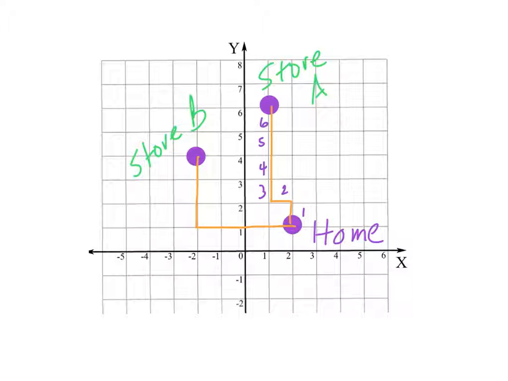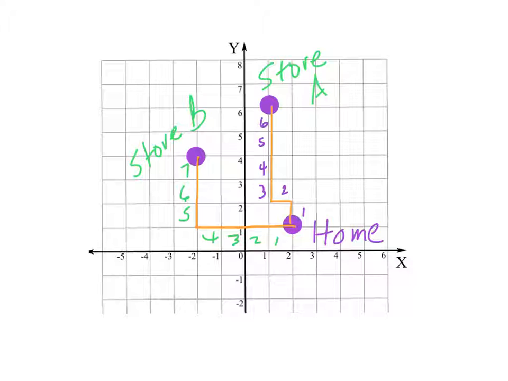Now let's look at getting to store B. We have 1, 2, 3, 4, 5, 6. Oh, this is just a little bit further. It's 1 more block. So this took 7 blocks. So to get from home to store B, it's 7 blocks. To get from home to store A, it's 6 blocks.